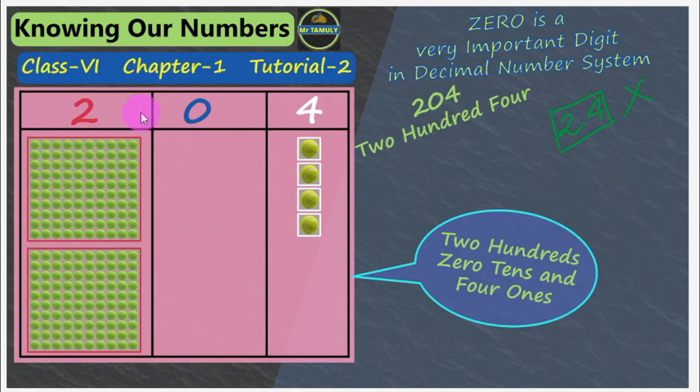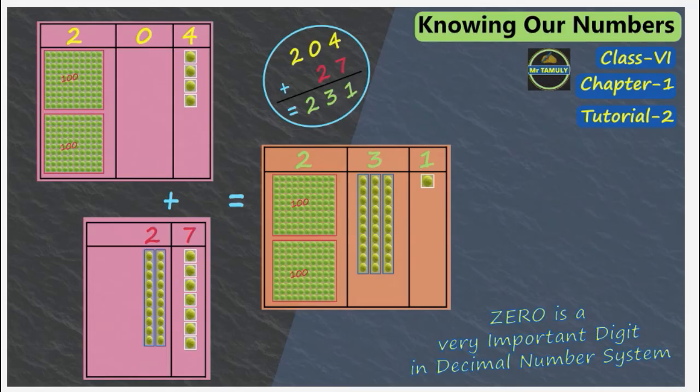This will make me understand that you have got two sets of 100 balls, no sets of 10 balls plus 4 balls. So the 0 in tens place here is reserving the place for you in case you add more balls to your kitty. So let's see what happens when you add 27 more balls to the 204 that you already have. Let's see this in the form of an animation.